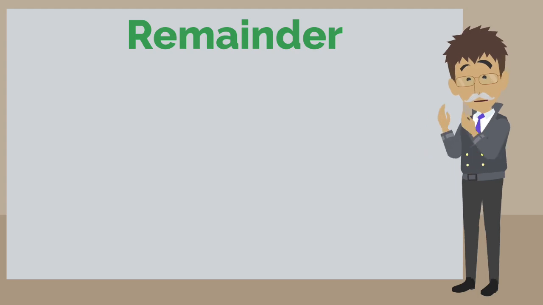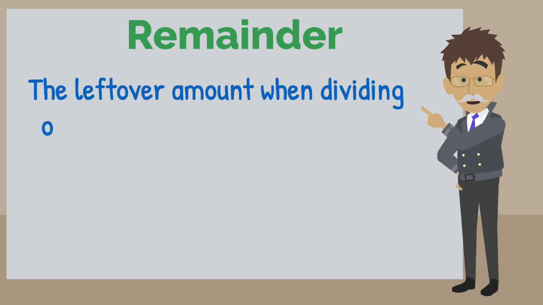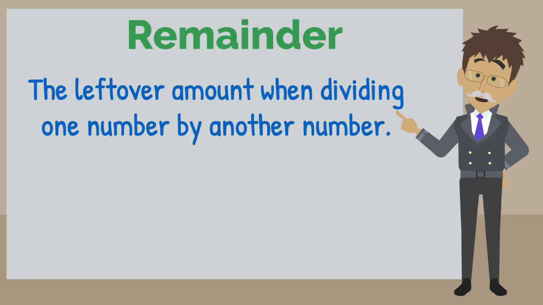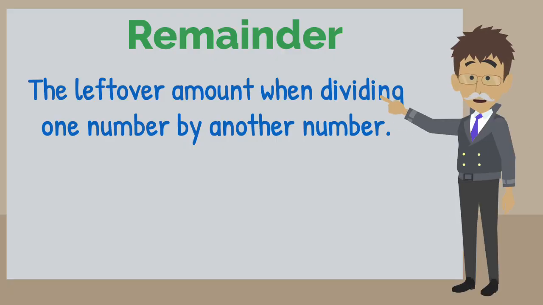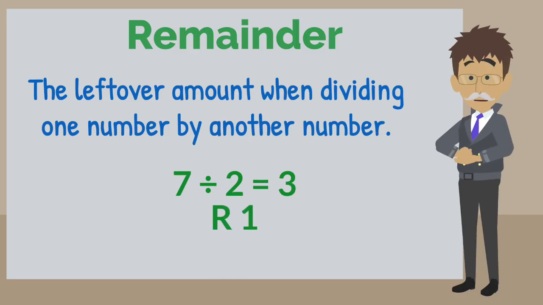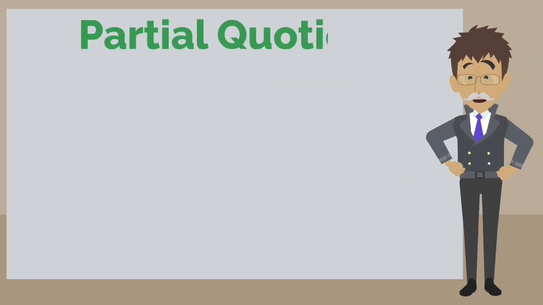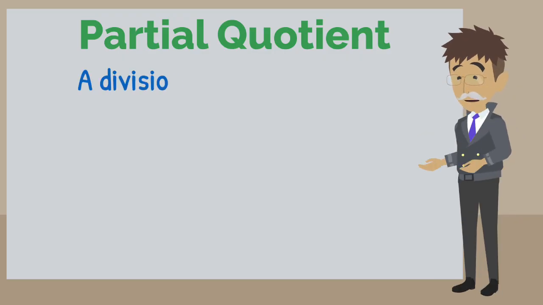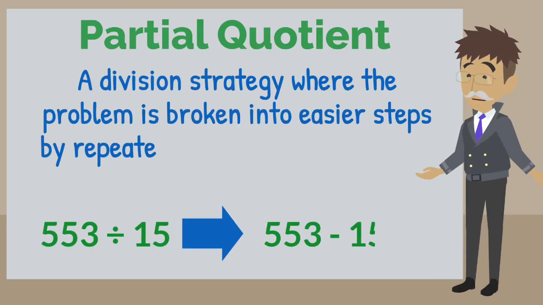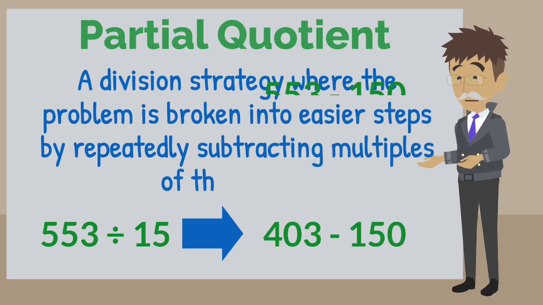Remainder. The leftover amount when dividing one number by another number. This happens when we divide by a number that is not a factor. For example, 7 divided by 2 is 3, with a remainder of 1. Partial quotient. A division strategy where the problem is broken down into easier steps by repeatedly subtracting multiples of the divisor.